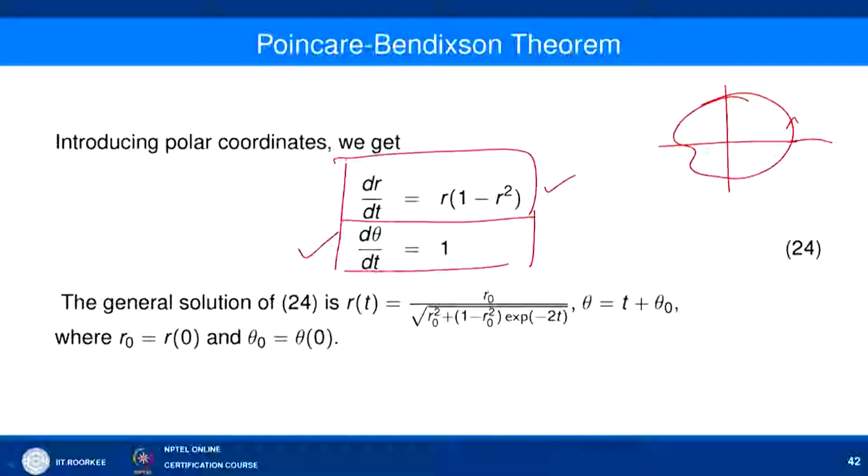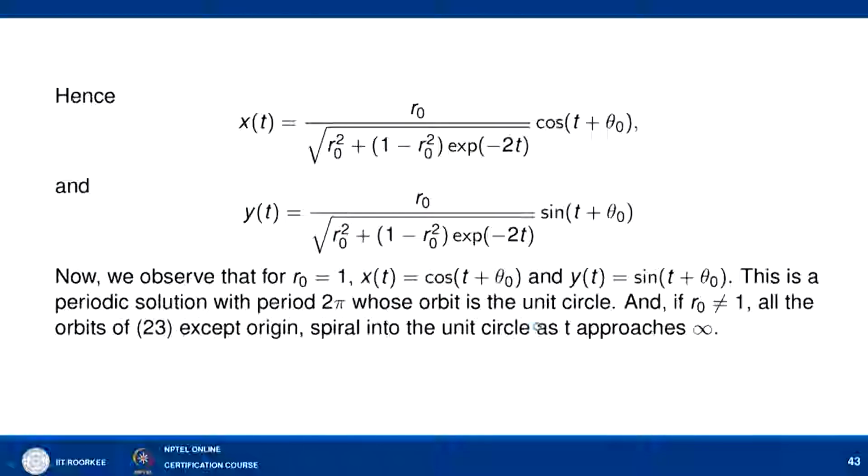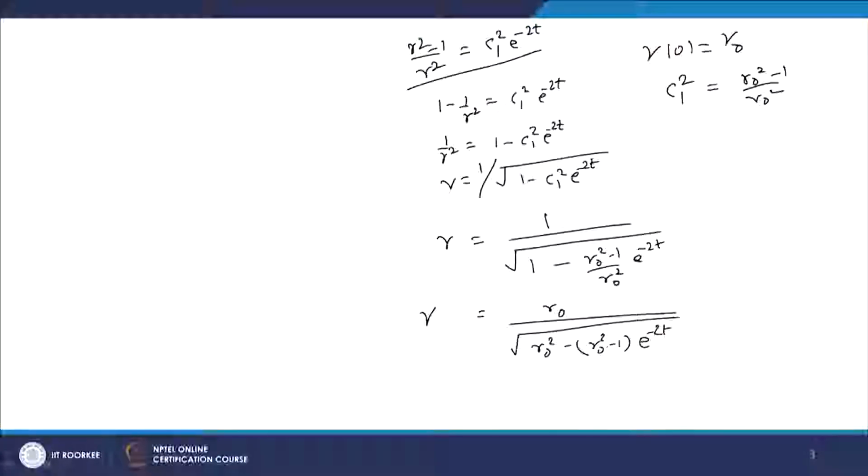So that is what we have written here, that the general solution is given by r(t) equal to r naught divided by under root of (r naught square plus (1 minus r naught square) exponential of minus 2t). If you look at here, this is what we have written. And corresponding to d theta by dt equal to 1, it is nothing but theta equal to t plus c. Now c you can find out by putting theta 0 equal to theta naught. So we can write down this as theta equal to t plus theta naught.